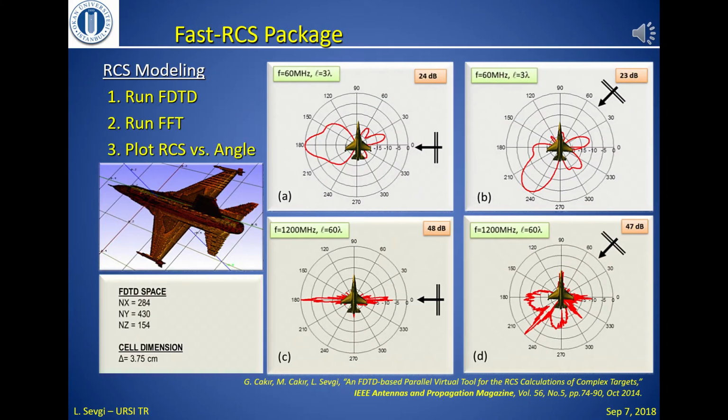RCS versus angle for a given angle of incidence can be obtained and plotted with this package. In order to do that, you first supply the 3ds graphics file, then choose your discrete parameters and run the FDTD, run the Fourier transform, discrete Fourier transform or fast Fourier transform, and then plot RCS versus angle graphics.